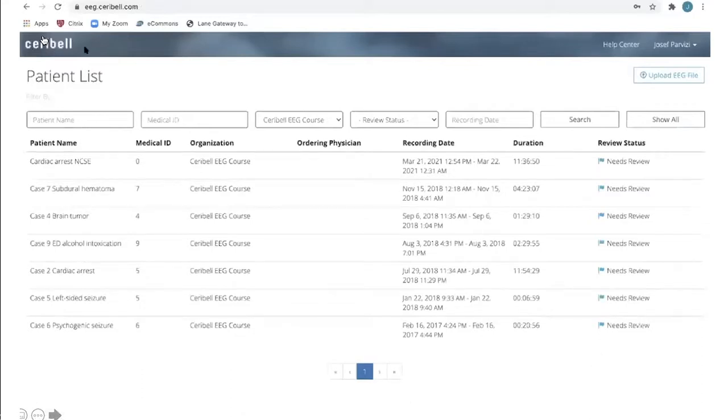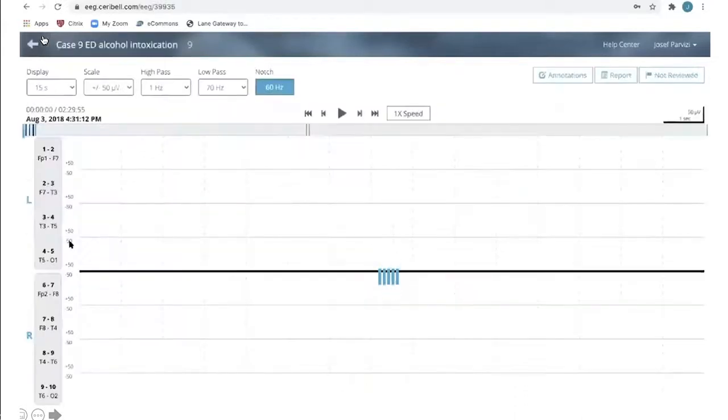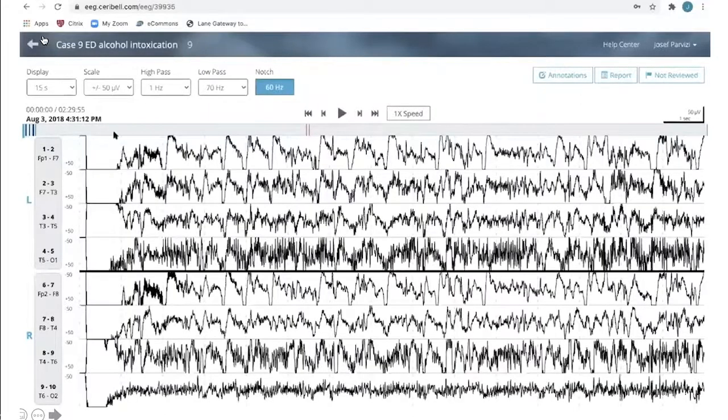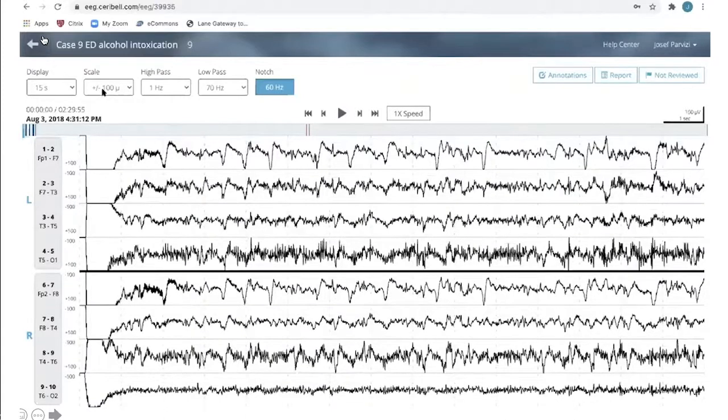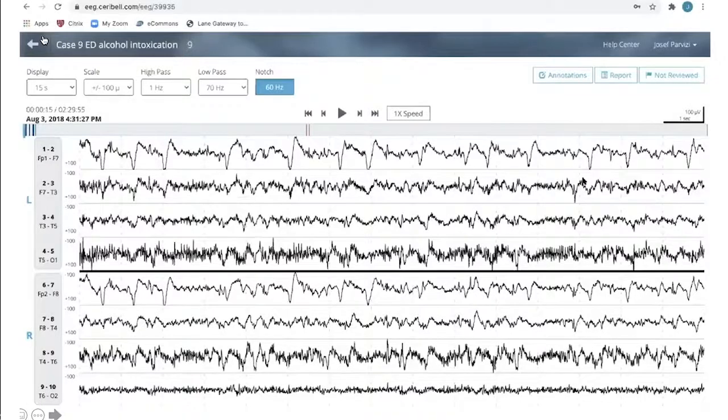If Dr. Pearl can make his case ready for discussion. So this is the ED intoxication case. Again, this is a plus minus 50 microvolt. I'm not too happy with the way that the waves are displayed. I'm going to make it a little bit more orderly by going to plus minus 100, but I'm mindful that now, for example, some of these waveforms are about 200 microvolts strong.